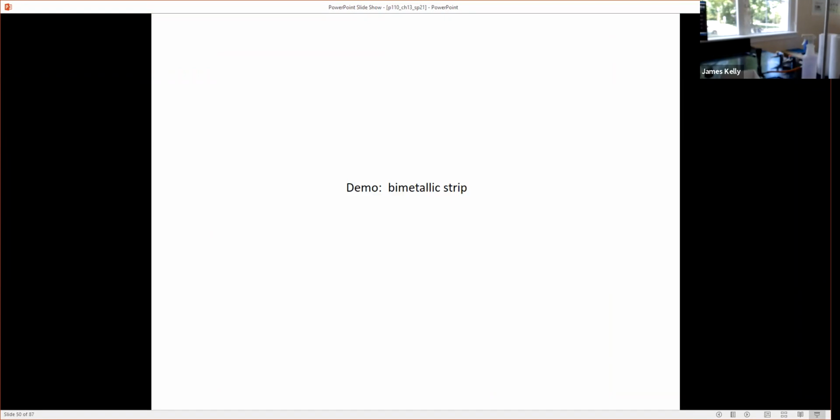Here is something called a bimetallic strip. What it is, is a thin piece of metal. Maybe I should show this on the board. Already moved my camera, sorry. It's two different kinds of metal that expand at different rates.